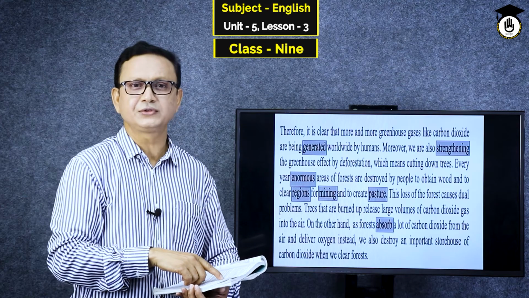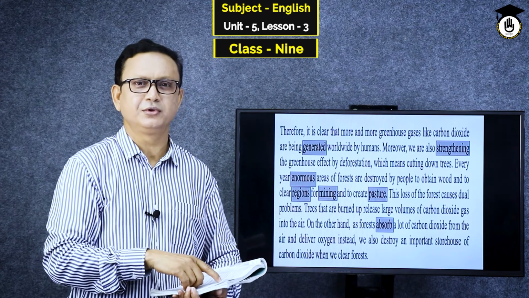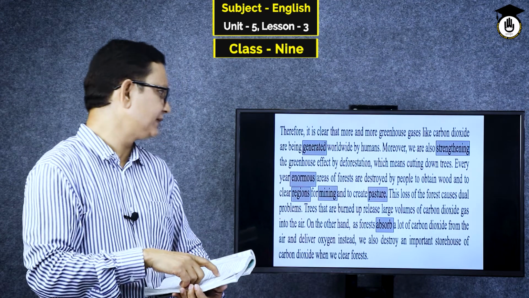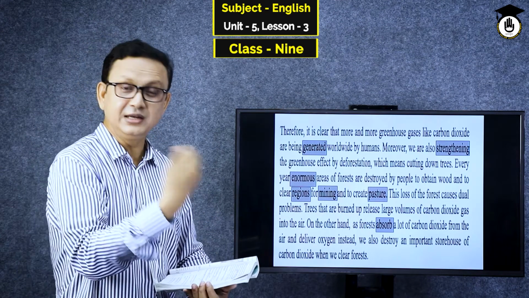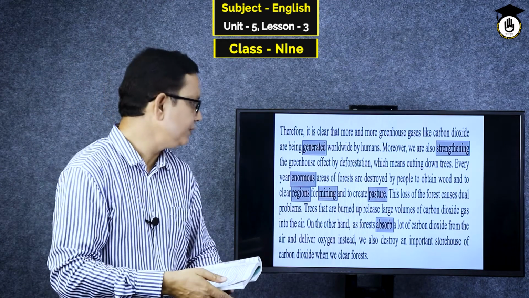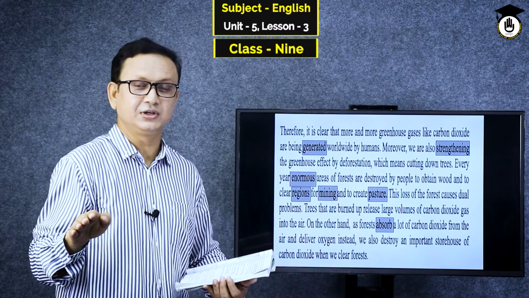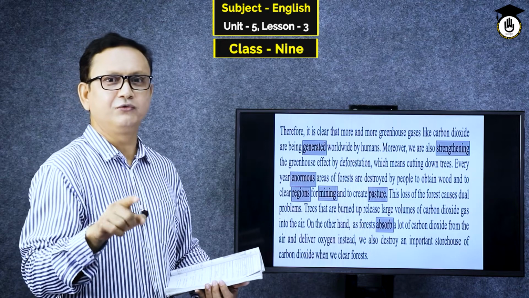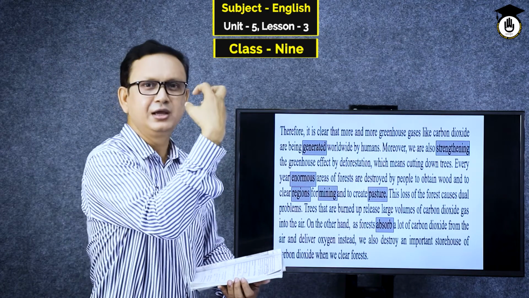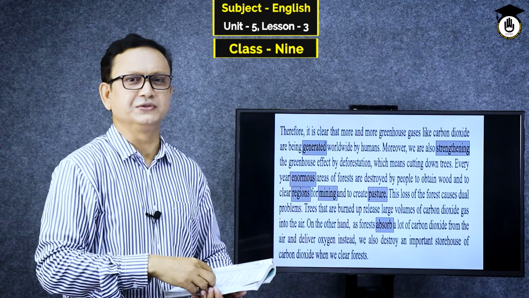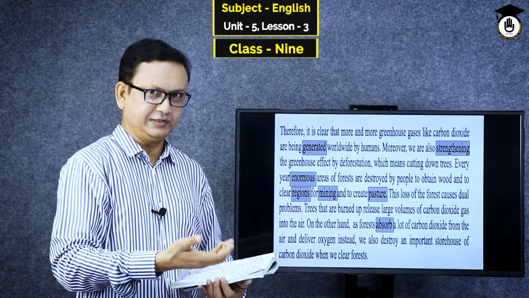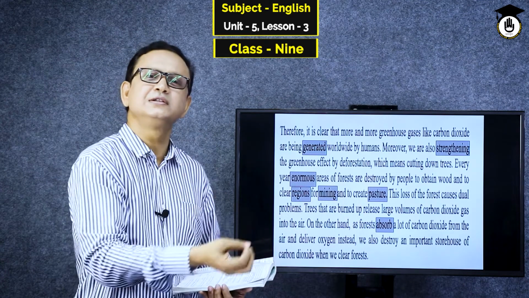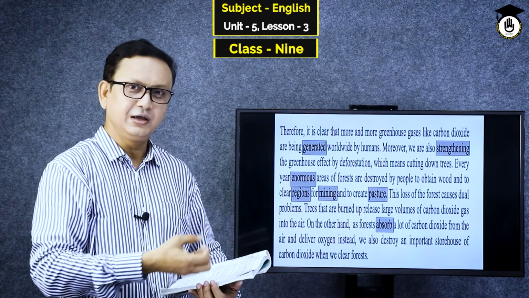At the same time, on the other hand, forests absorb a lot of carbon dioxide from the air and deliver oxygen instead, so we also destroy an important storehouse of carbon dioxide when we clear forests. Absorb means take in or soak up. So we know that trees take in carbon dioxide and release oxygen. So when we are destroying trees, we are destroying the possibility of carbon dioxide being taken in by trees. So what is happening? Again, carbon dioxide is increasing in the atmosphere.